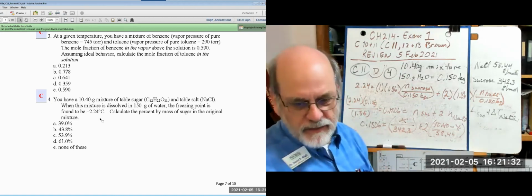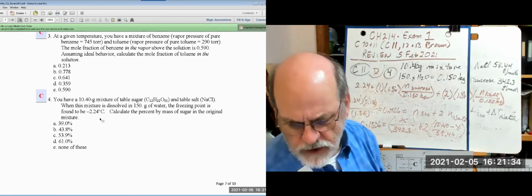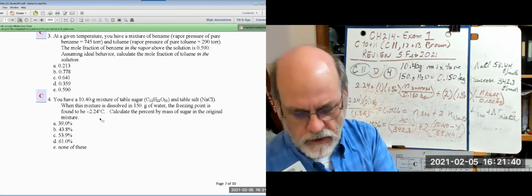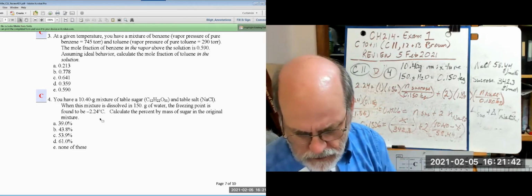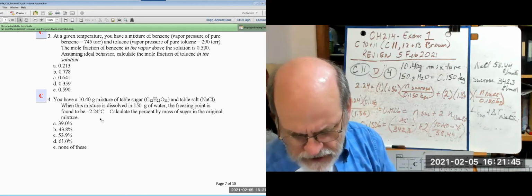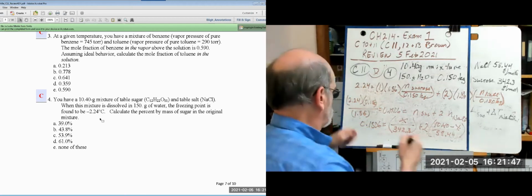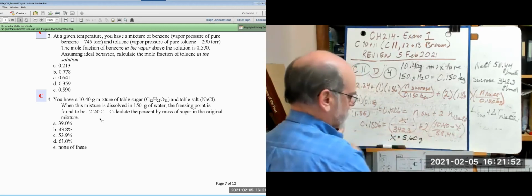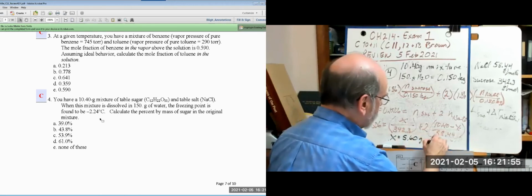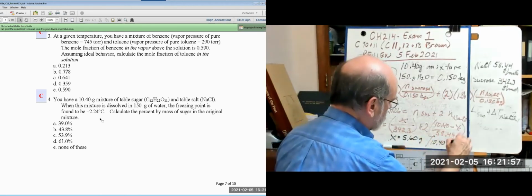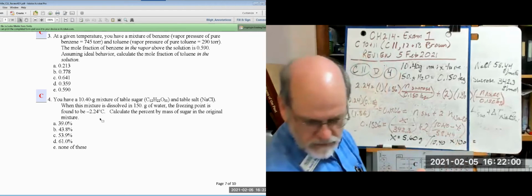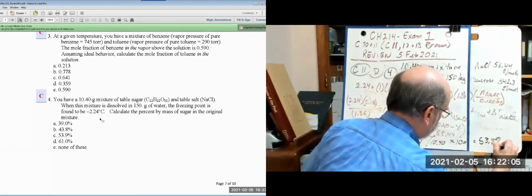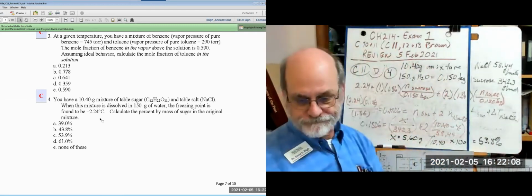So what does X turn out to be? Let's see. If we do our algebra, X turns out to be 5.60 grams. Okay, then divide that by 10.40 times 100, and you get 53.8% sucrose. All right.